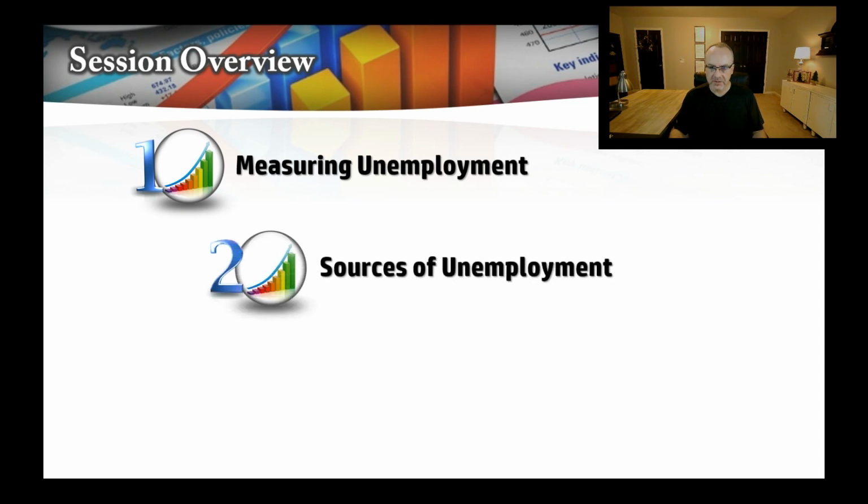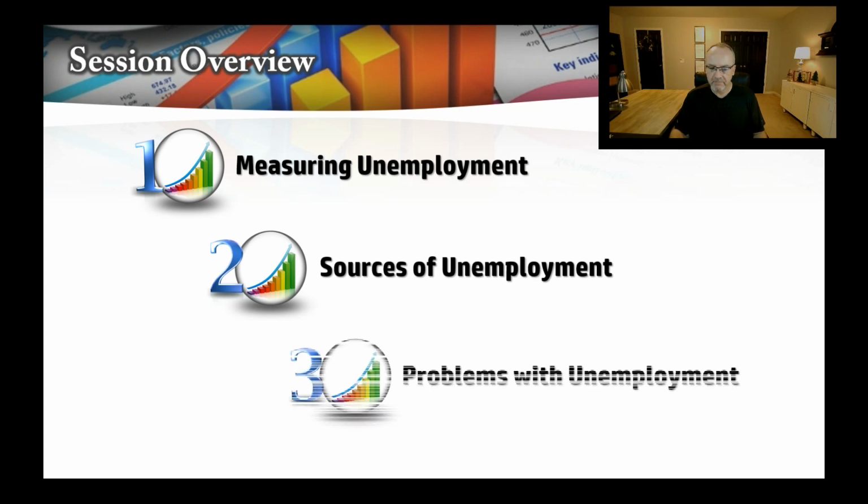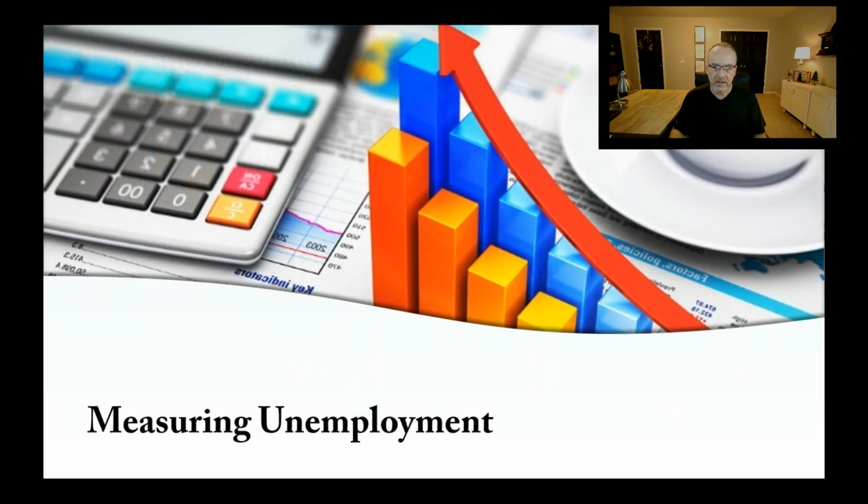Then we want to talk about sources of unemployment. What kinds of sources are there? What types of unemployment? What are the causes of unemployment? And how should we view those, and how concerned should we be about each of them? And then finally, we want to talk about problems with unemployment. And in this case, I want to focus in particular on unemployment pay and compensation and the problems that are associated with that. So let's get started then with measuring unemployment.